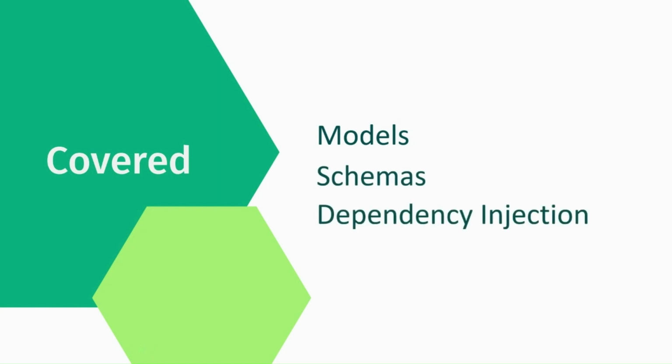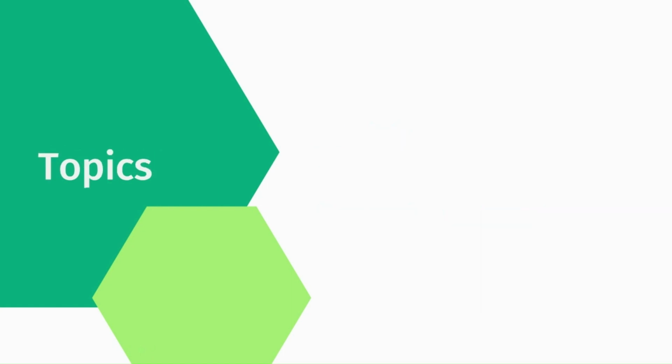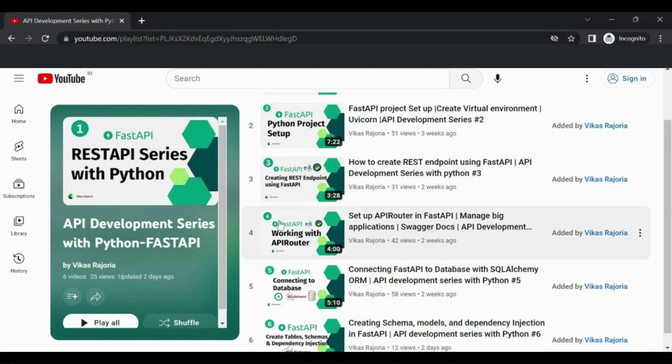In the previous lecture, we learned about models, schemas, and dependency injection. Now, in this video, we will start by creating an API route to create new books with the help of HTTP verbs and API router. We already covered API router in this series. In case of any confusion, you can see the setup API router in FastAPI video once again.